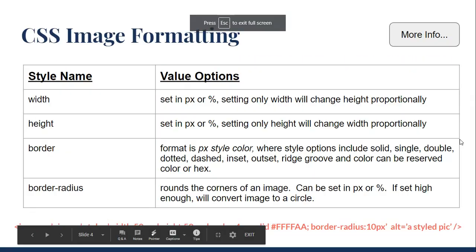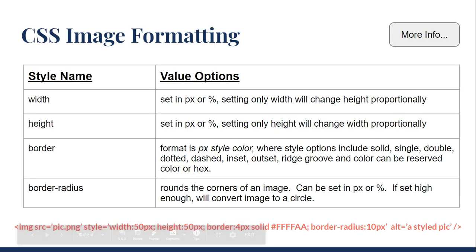The next thing we're going to talk about is image formatting. When we do width and height, and you just saw me do a little bit of that, we can do it in pixels or percent. If I set only the width or only the height, then it will change the other proportionally. If I set them both, then I can distort the image. There's also a border style that I can do, and the border style takes three pieces of information: the pixel width of it, the style, and the color. Styles include solid, single, double, dotted, dashed, inset, outset, ridge, groove, and color can either be a reserved color or a hex color.